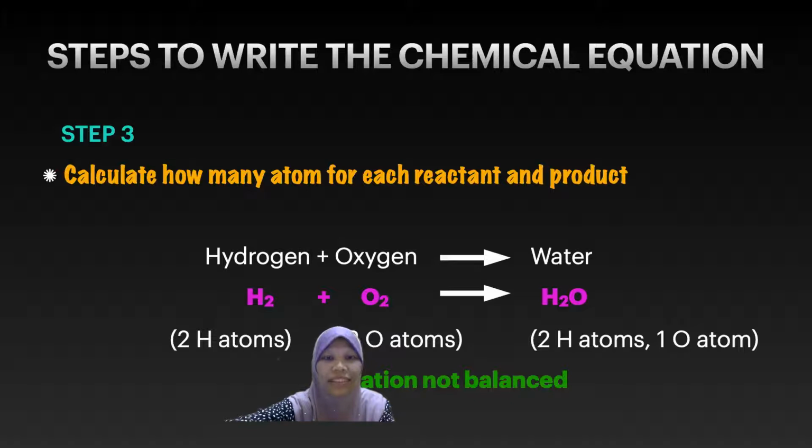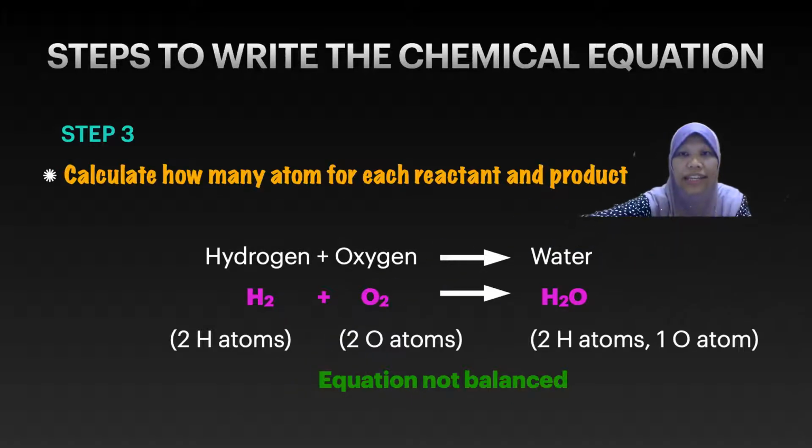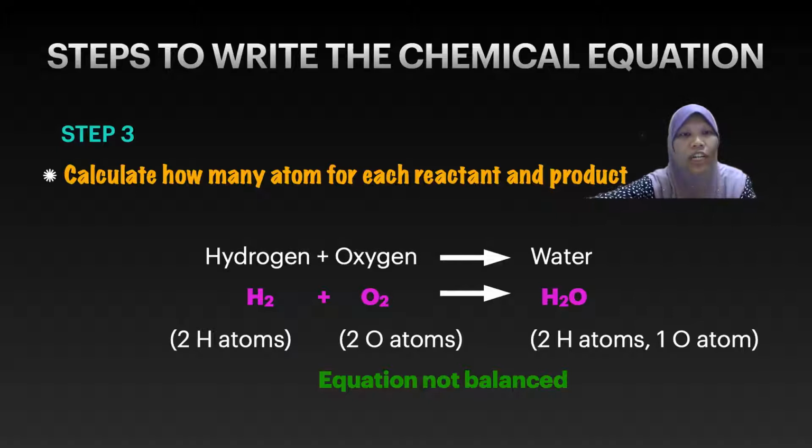So now step 3, we need to calculate how many atoms of each reactant and product. Now you look at the formula of hydrogen, which is H2. So there are 2 hydrogen atoms. For oxygen, there are 2 oxygen atoms. That is the reactant. And then for the product H2O, there are 2 hydrogen atoms and 1 oxygen atom.